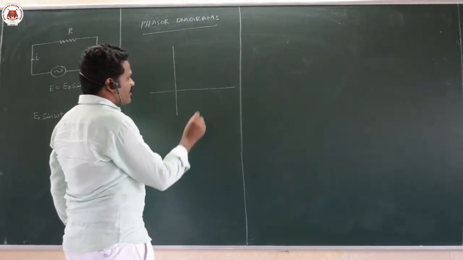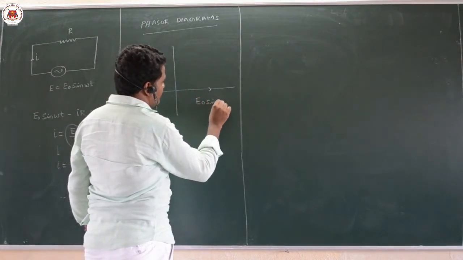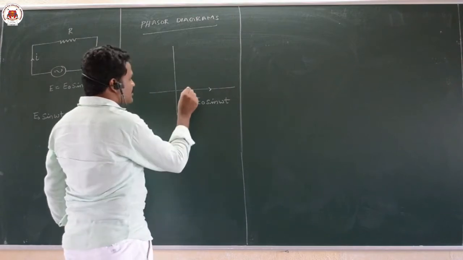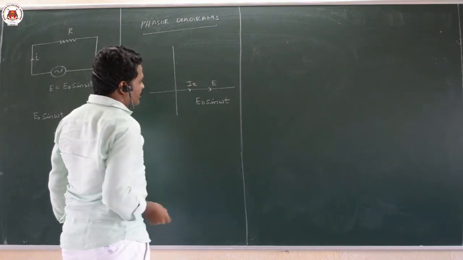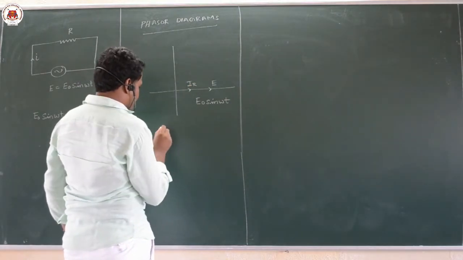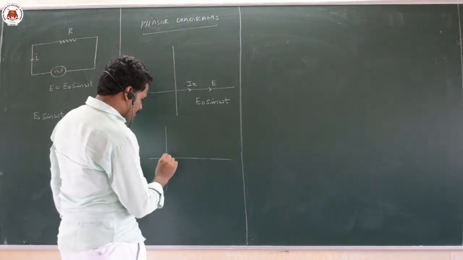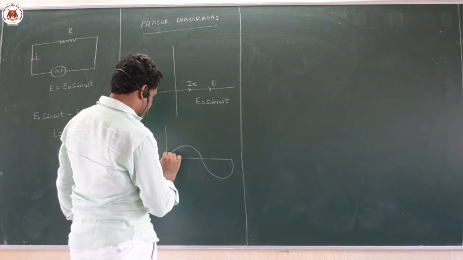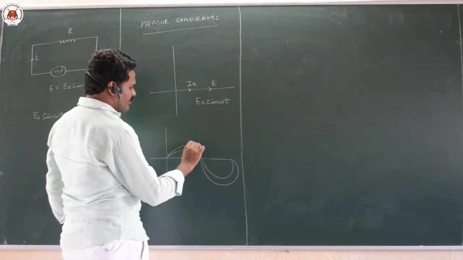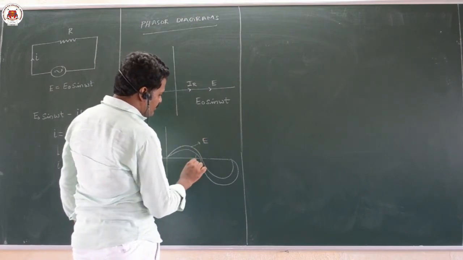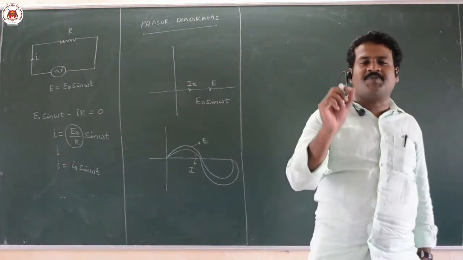I am drawing the phasor diagram. The applied EMF is in this direction. E naught sin omega t is the applied EMF. And the current across the resistor is also in the same direction, and the phase difference is 0 here. In whatever direction the EMF is applied, current is developed in the same direction. One may be the EMF wave, another is the current wave. This is how a resistor behaves when it is connected to an alternating source of current.